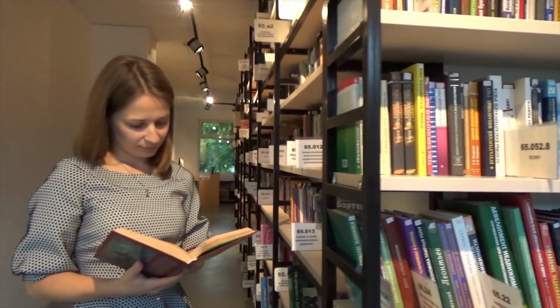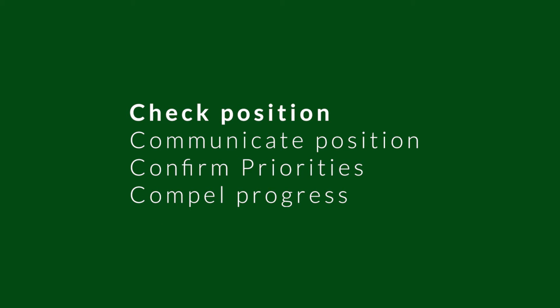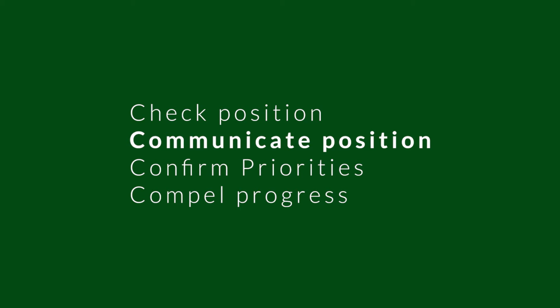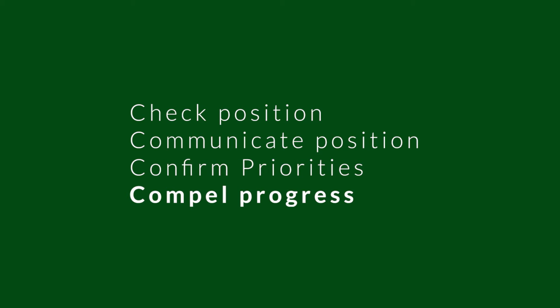In fact, in the book Measuring Business Performance, Neely sums up the purpose of KPIs in 4 ways. That is, check position. KPIs enable managers to see where an organization is in relation to its plan and its competitors. Number 2, communicate position. That is, KPIs are used to report on performance to internal and external stakeholders. Number 3, confirm priorities. Meaning what? Meaning KPIs are the crucial factors on which managers must focus. Number 4, compel progress. That is, performance against KPIs can be used to evaluate managers and staff. This ensures that every employee is committed to achieving them.